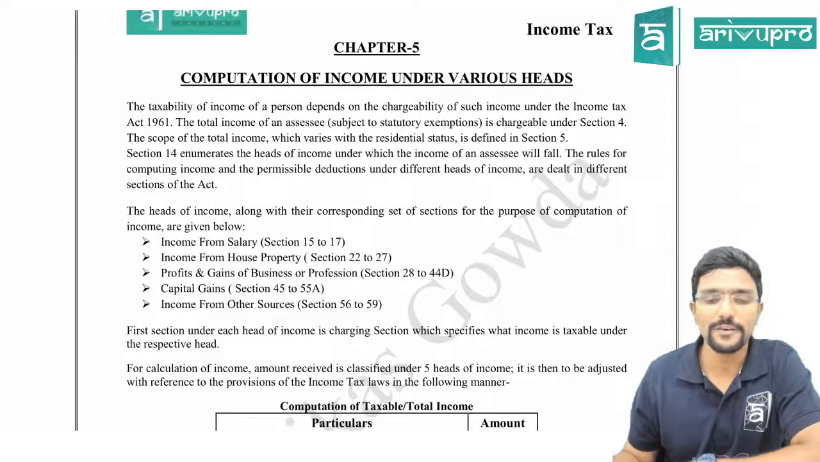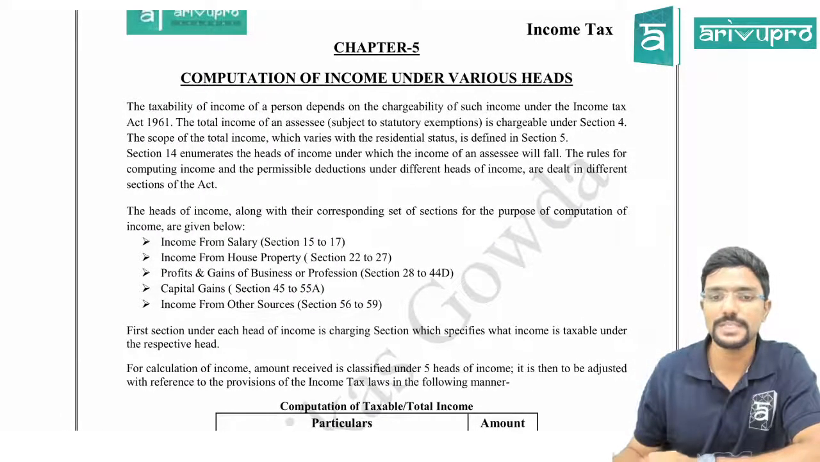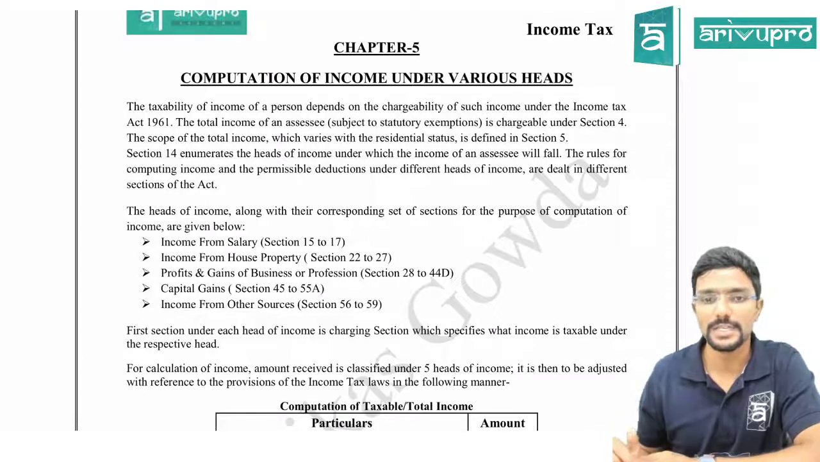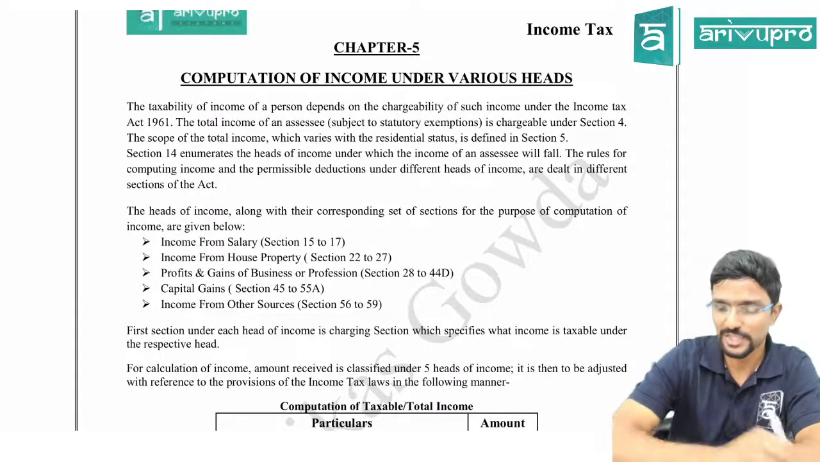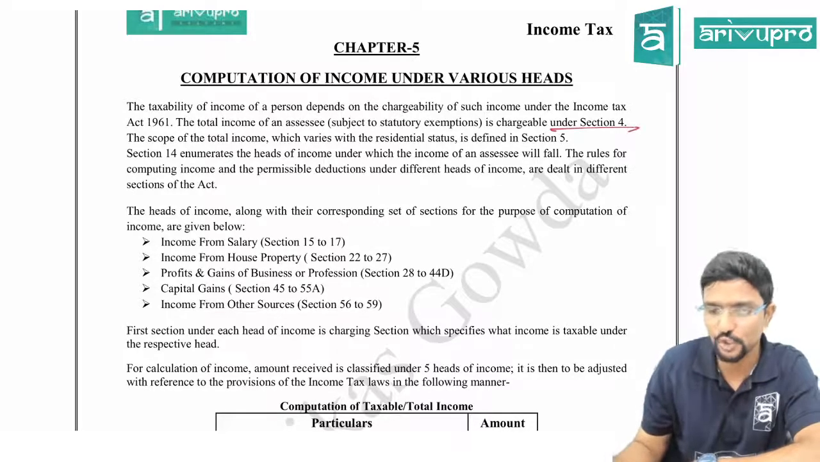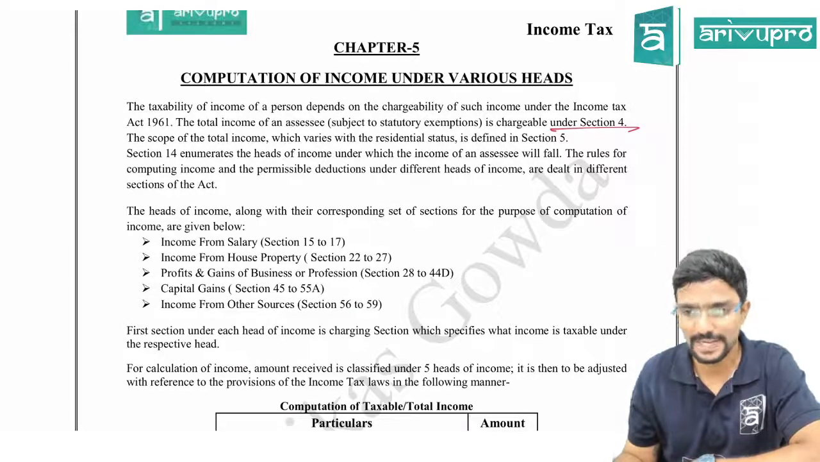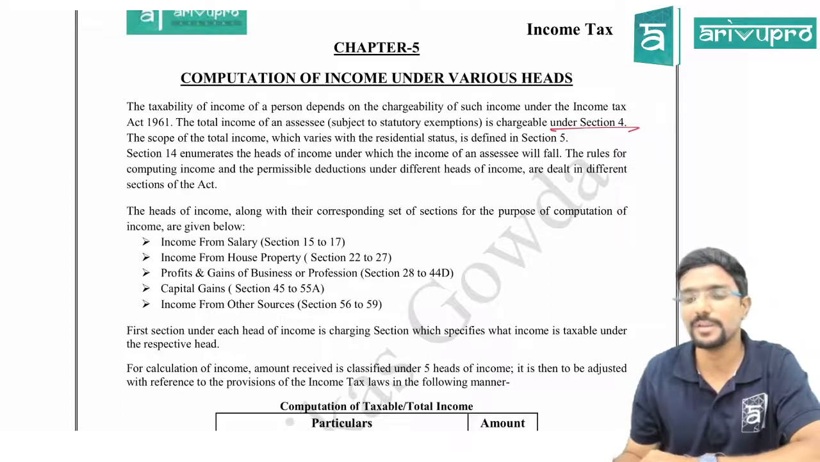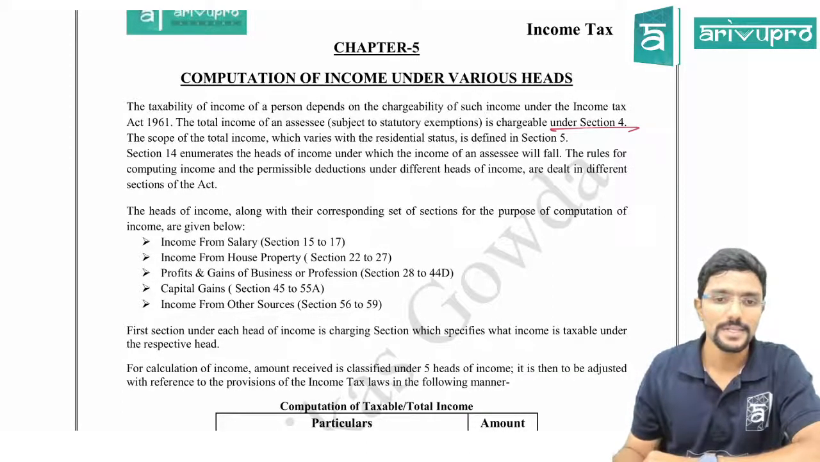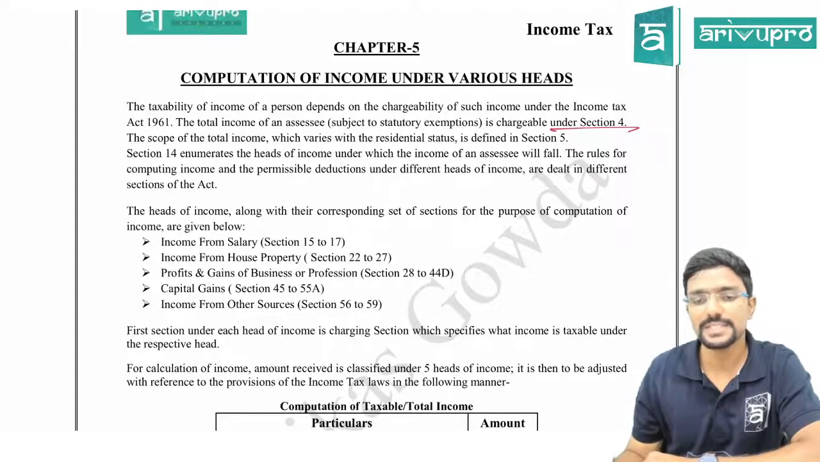The taxability of income of a person depends on the chargeability of such income under the Income Tax Act 1961. The total income of an assessee subject to statutory exemption is chargeable under section 4. Agree? So section 4 is what? General charging section, which told total income of a person is taxable. So in this chapter we will be learning how to compute total income. Clear? Then the scope of total income, which varies with residential status, is defined in section 5.